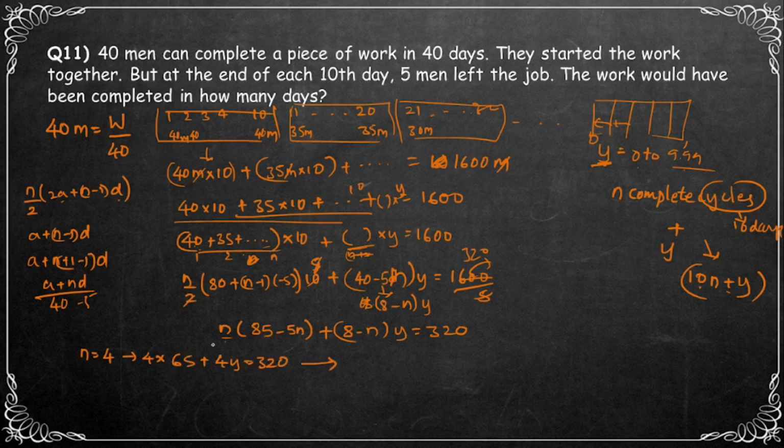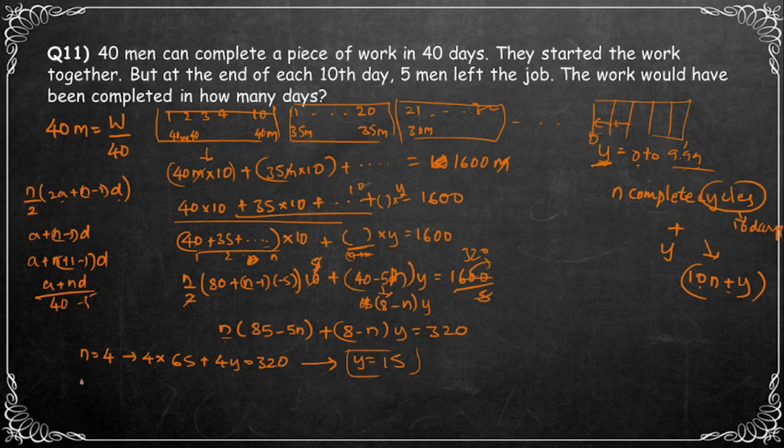So that means 4 into 65, 460 is 240, 4 5 is 20, 260. So 320 minus 260, which is 60. So 4y is equal to 60. So y is equal to 15. But this is not an acceptable solution because y needs to be in the range 0 to 9.99.